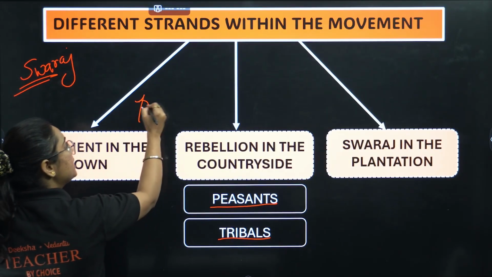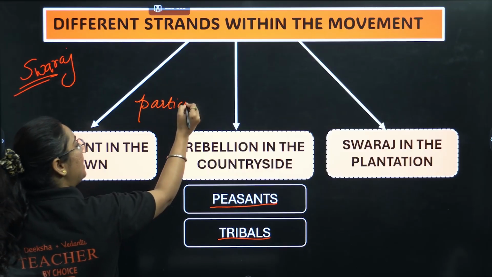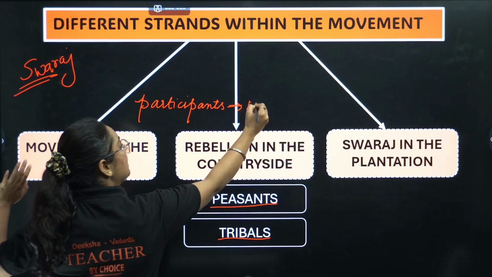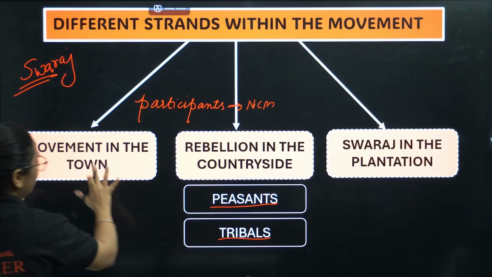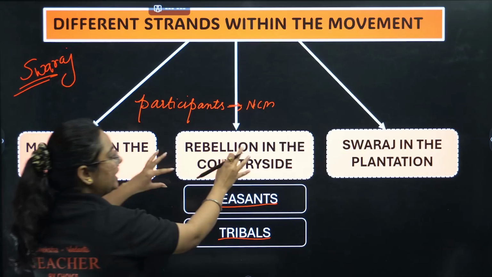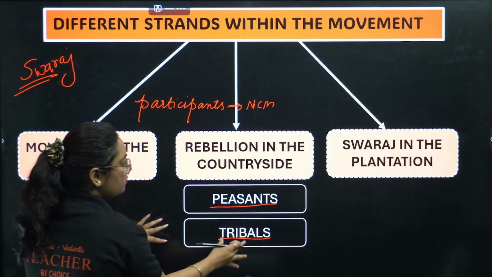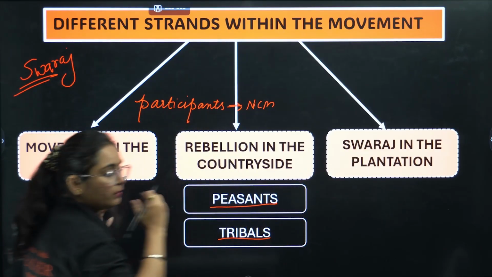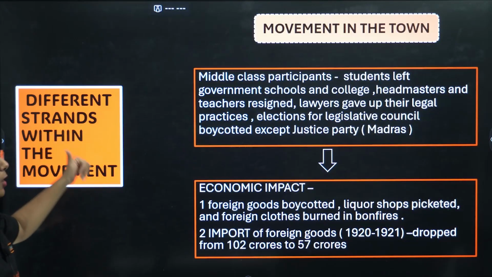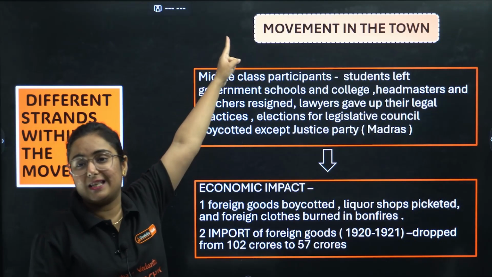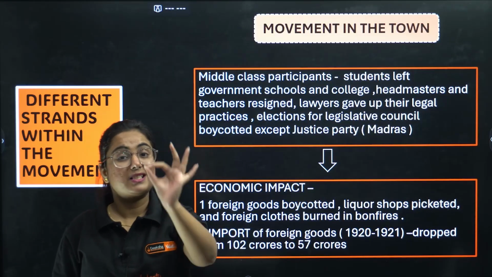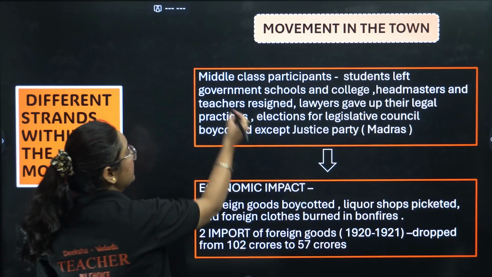Along with this, there is one more question: who were the participants in the non-cooperation movement? Here, in the movement in the town, middle class were the participants; villagers, peasants, tribal, plantation workers were the participants, and let us talk about them. First, we are going with the movement in the town. The middle class participants actively participated in this.